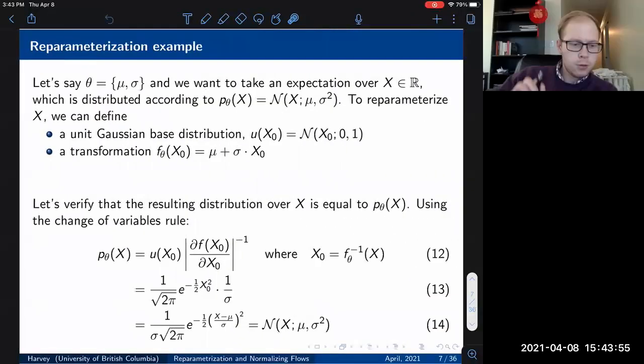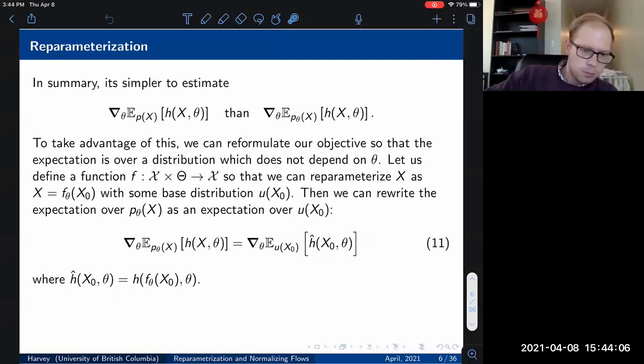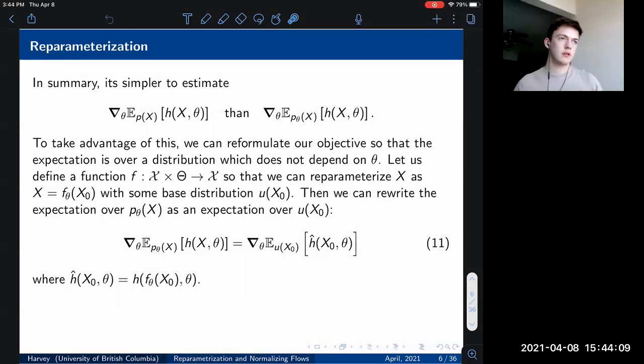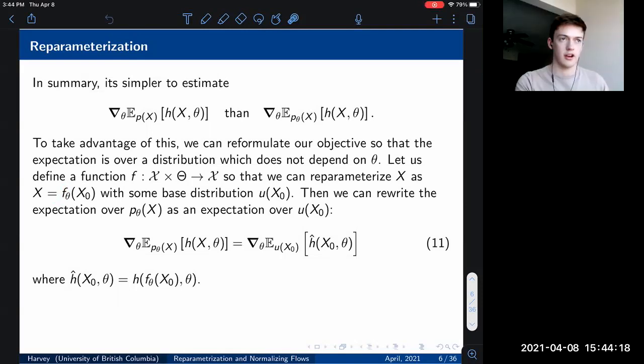Okay. Can I ask a question? Sorry, yeah, go ahead. Does p theta and u have to have the same support? Or does u have to contain p theta's support? Yes. If we want to use the change of variables rule, then this function f theta that's mapping between them should be invertible. So x should be an invertible function of x0. Therefore, they should have not necessarily the same support, but the same number of dimensions. Does that answer your question?